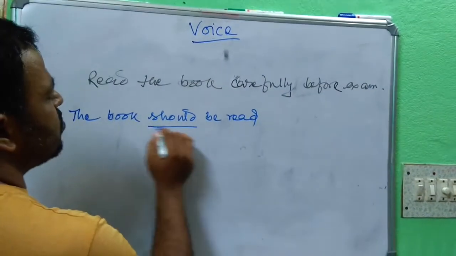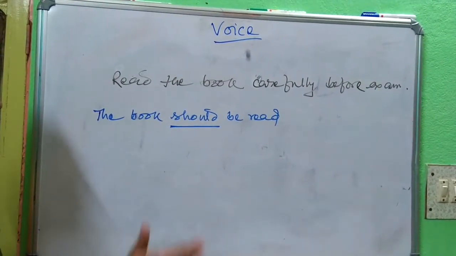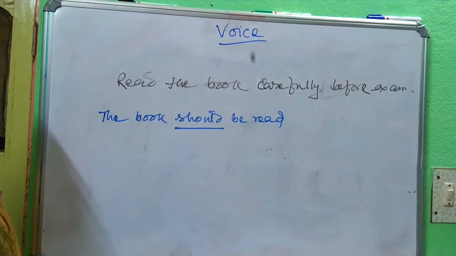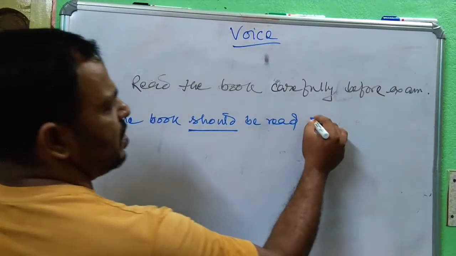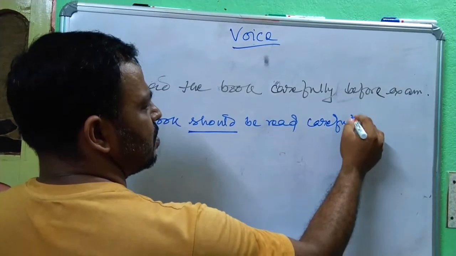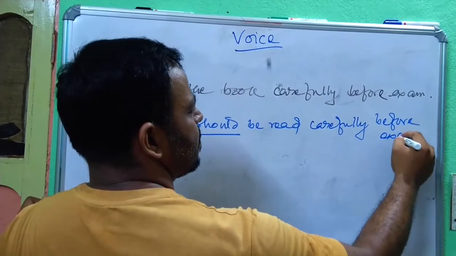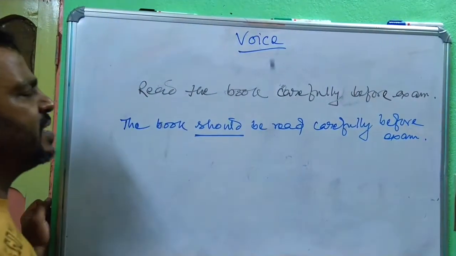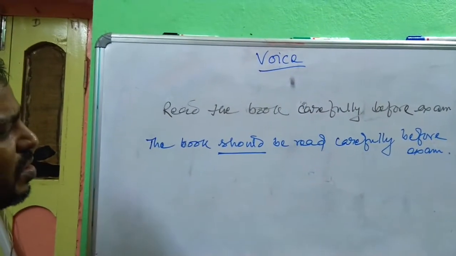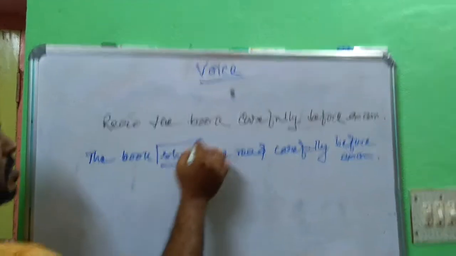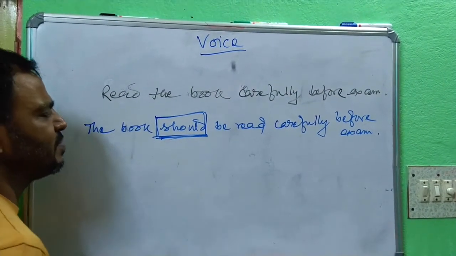The book should be read. The modal should is to be used in a sentence like advising, where it clearly denotes it is an advising sentence. In an imperative sentence: the book should be read carefully before exam. However, if it is in advising mode, only the modal should is to be used here.